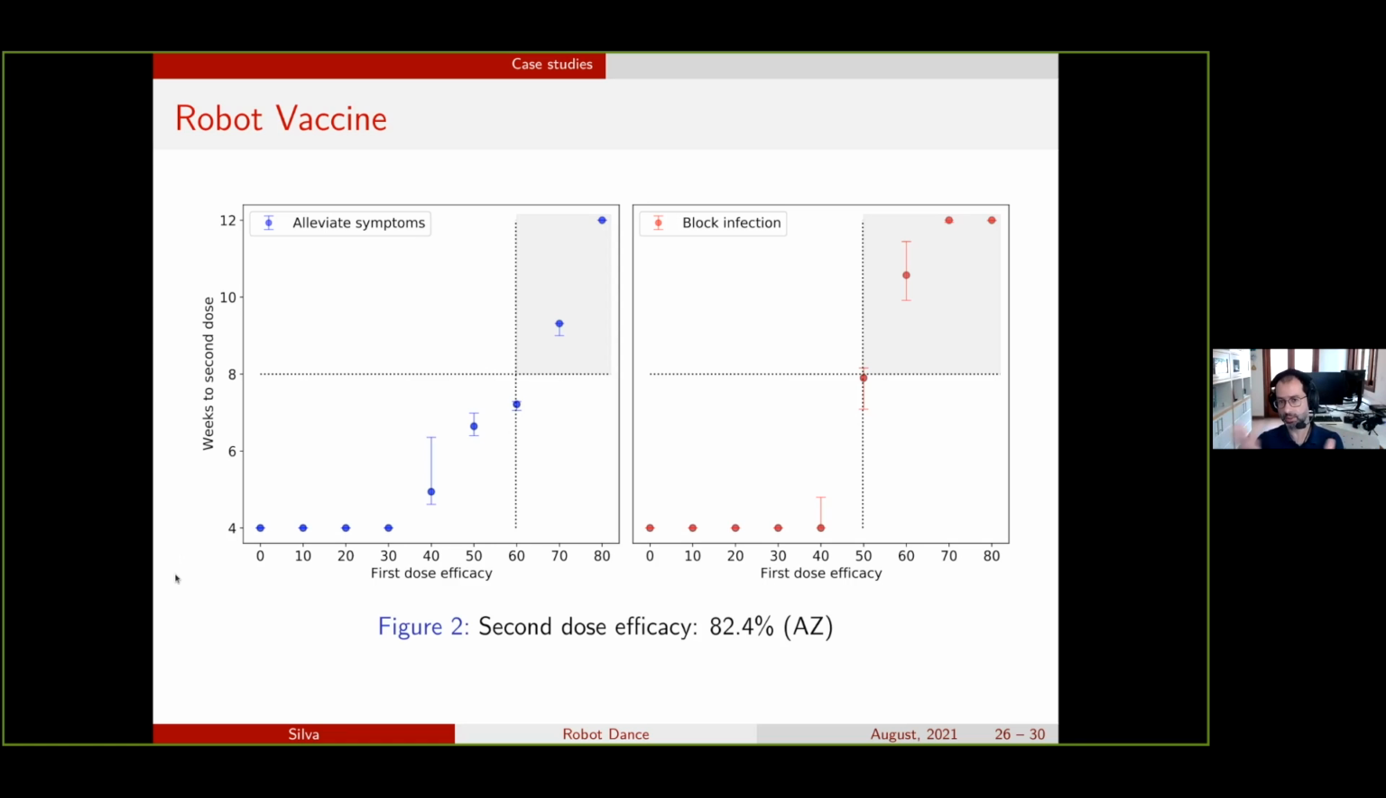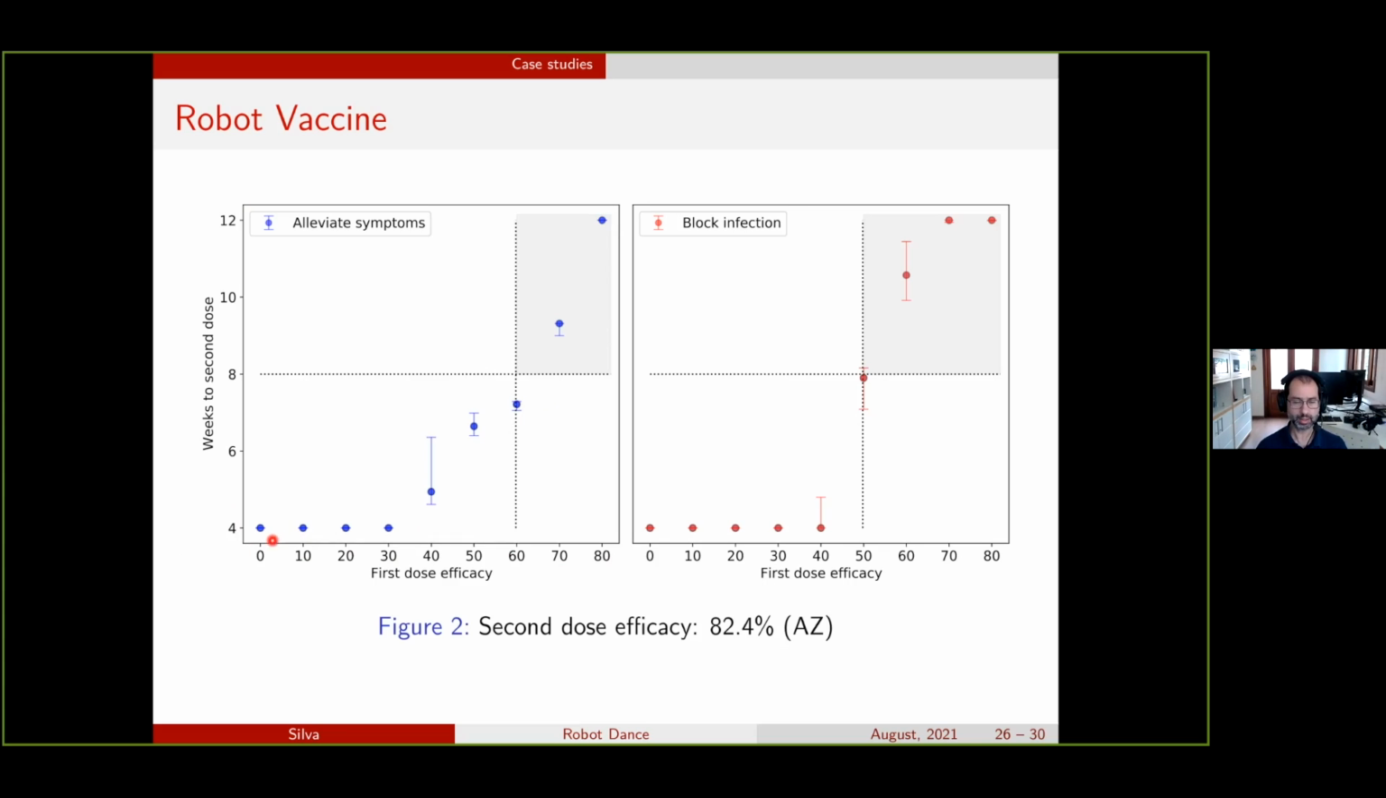And that is what we are trying to find out here, that would say, oh, I have to move from not postponing the second dose, which is the weeks to second dose. And the minimum number of weeks in the case of AstraZeneca is 4 weeks, okay? Up to postponing the second dose as much as I can, which is 12 weeks, okay? And I want to see how this picture goes. And here is what you get, okay?